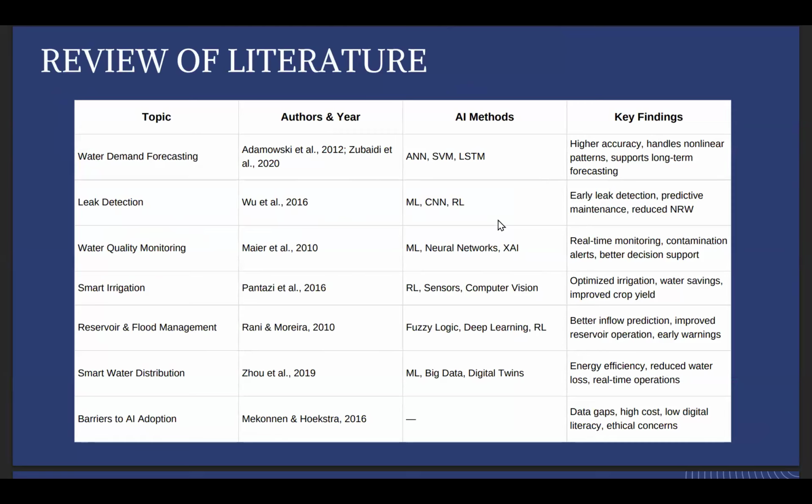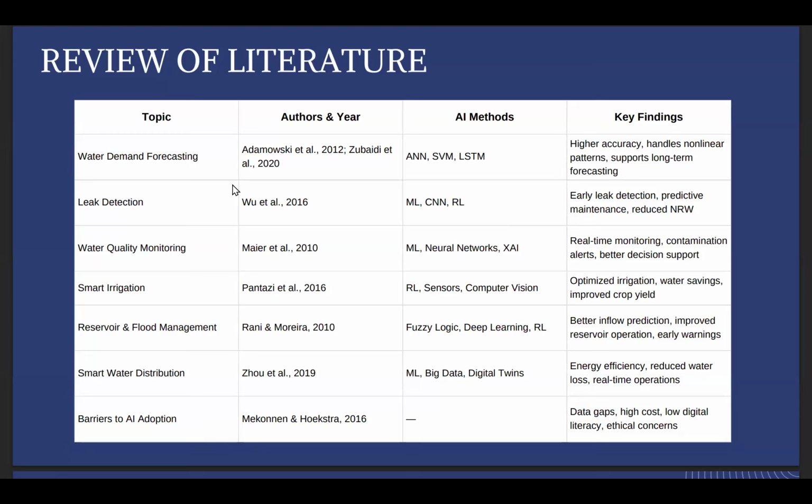Several studies highlight the effectiveness of AI in water management. For water forecasting, researchers like Adamowski and others used ANN, SVM, and LSTM models. These models help us handle non-linear patterns and also provide accurate long-term predictions. The leak detection studies show that CNN and related models detect faults early. Overall, AI outperforms traditional statistical methods.